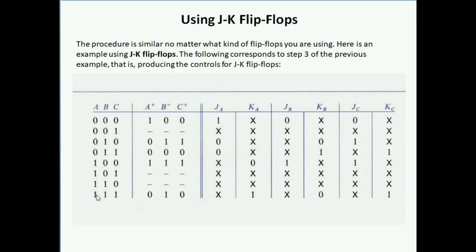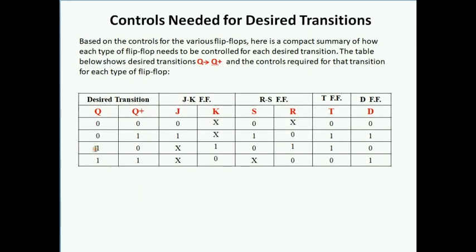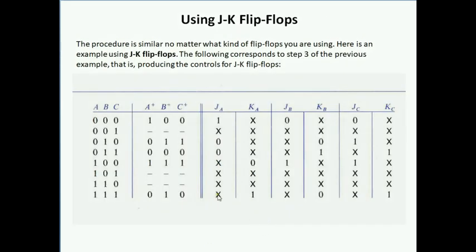For a transition from 1 to 0, flip-flop A in the very last entry, 1 to 0, we need controls X and 1 for J and K. Therefore, JA and KA are set over here to X and 1.